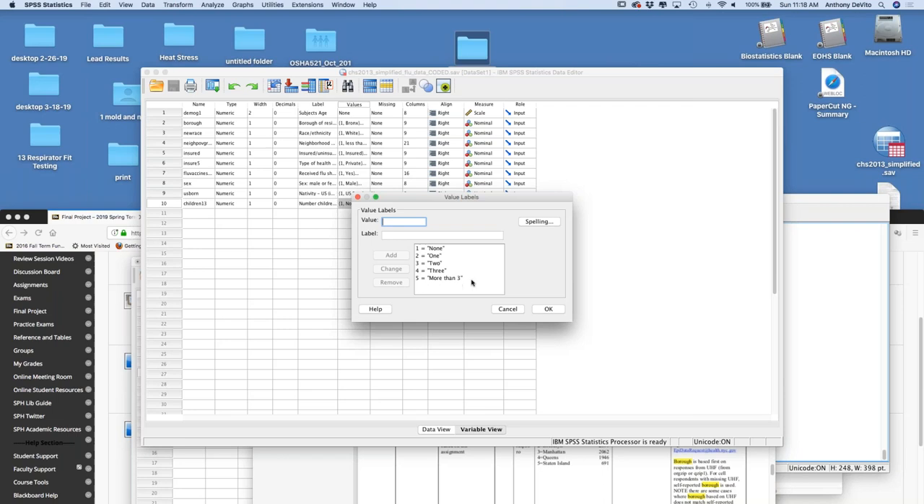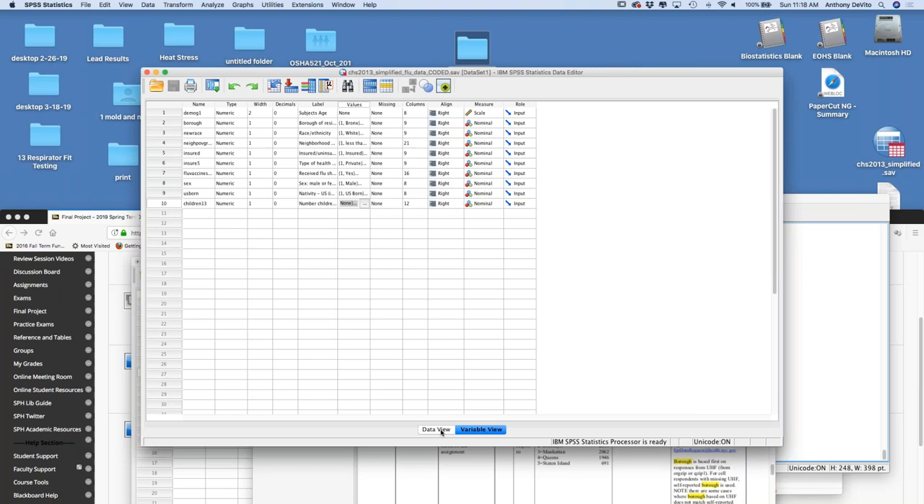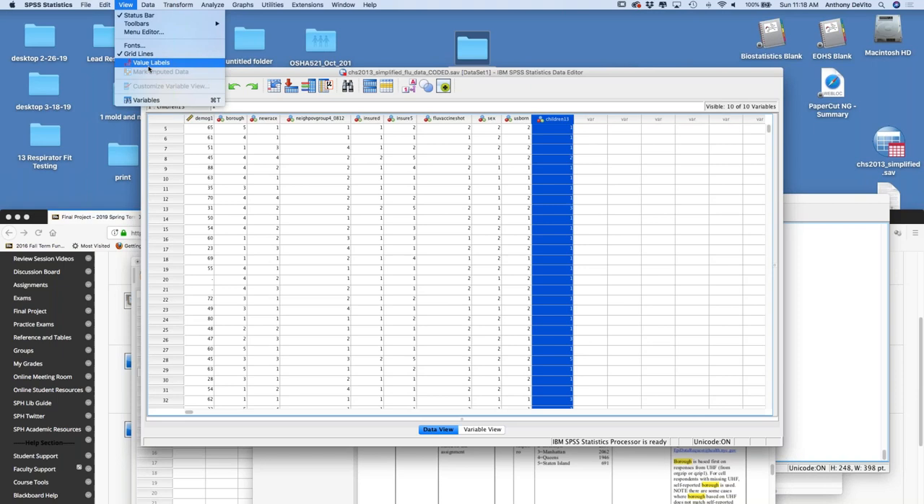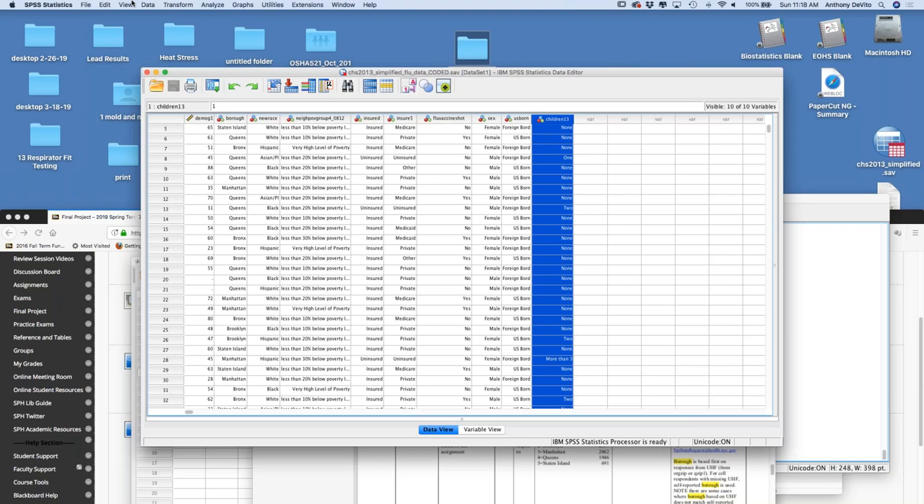This is a categorical variable. Keep that in mind, because it's not a numerical variable, because it's categories. None, one, two, three, and five is more than three, and so on. So it's a categorical variable. Okay, so these are all nominal. You can actually go to the data view, go up to view and turn on value labels, click on value labels, and you can actually see them there. If you want to see actual numbers, you can go here. In a pinch, if you're having trouble figuring out how to code something, you can use this data set instead.